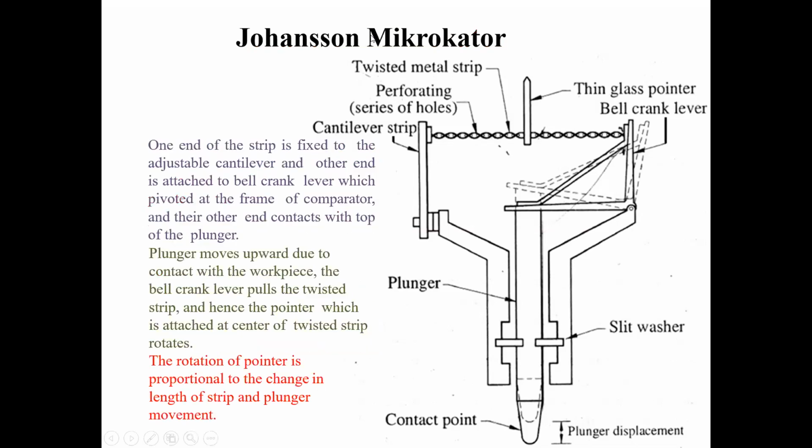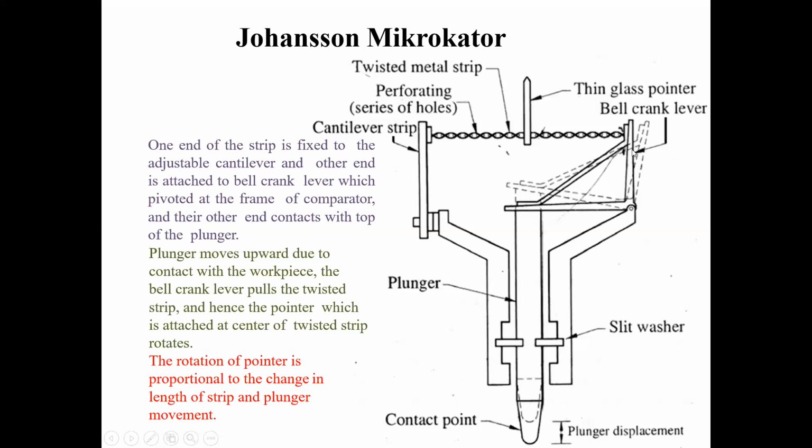Now the working of this Johnson Microcator. In this case, the plunger is placed on the work part to be tested. Because of variation on the work part, the plunger will move up and down. Suppose the plunger moves in the upward direction; the upward moving plunger pushes the bell crank lever.